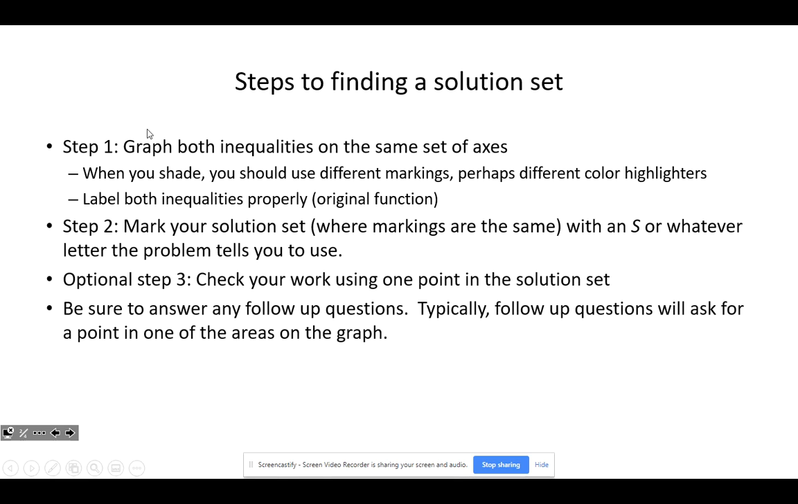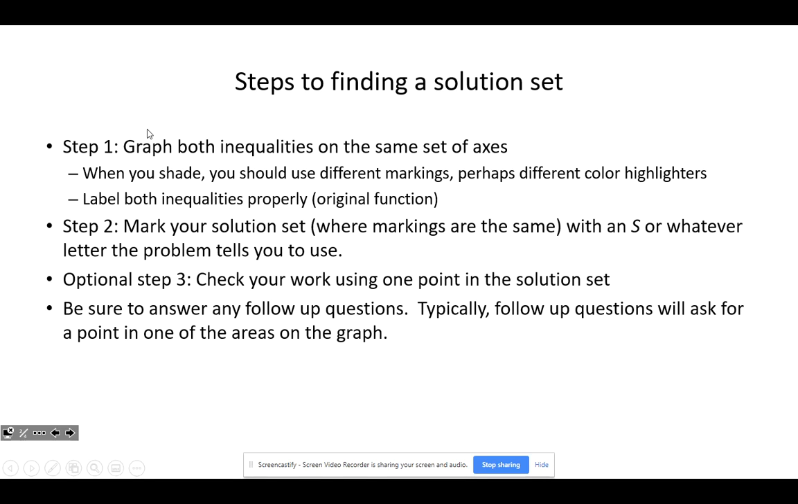Lastly, make sure you answer any of the follow-up questions that come. Typically, any of the follow-up questions will ask for a point in one of the areas on the graph. So it could be in the intersection of solution sets with the two inequalities. It could be one of the inequalities and not the other. It could be a point where both inequalities do not satisfy. Please make sure you're reading carefully with these questions.